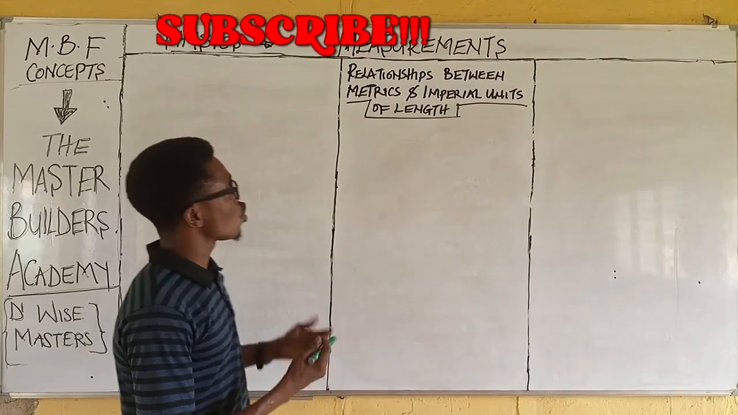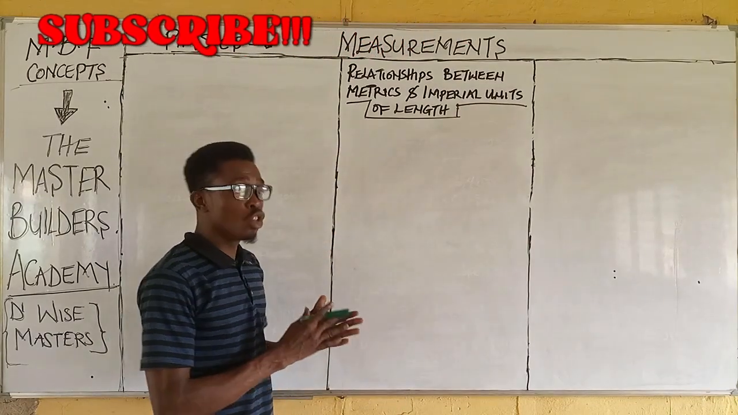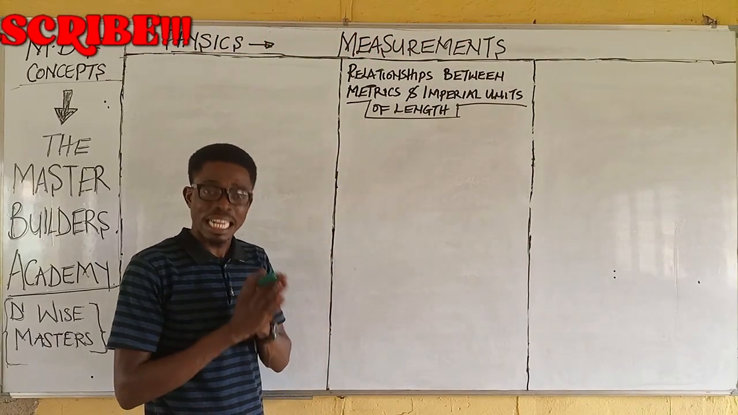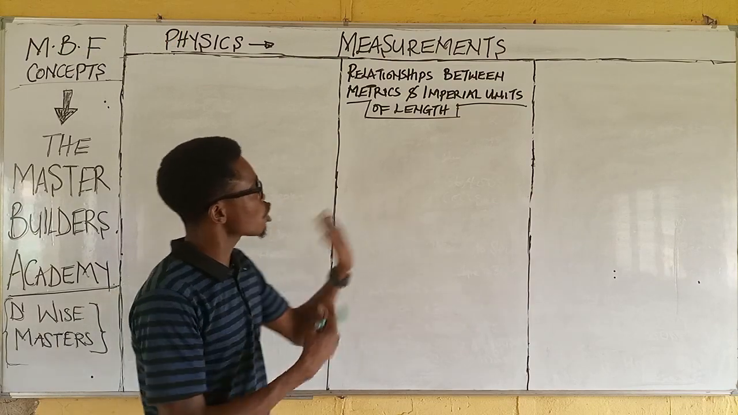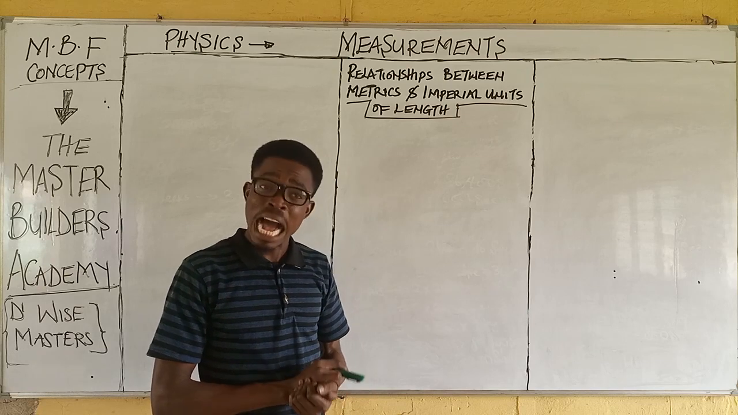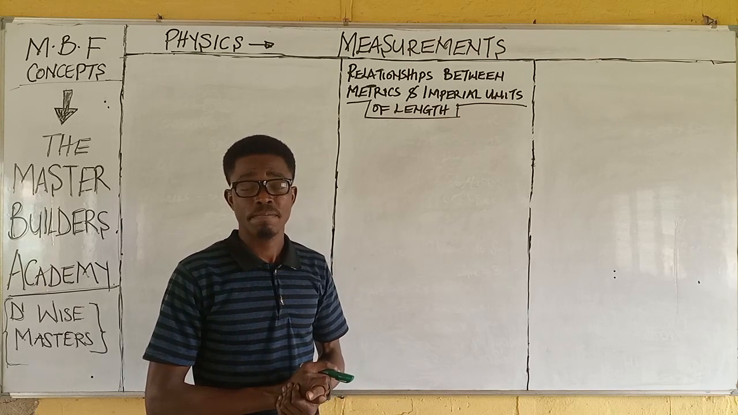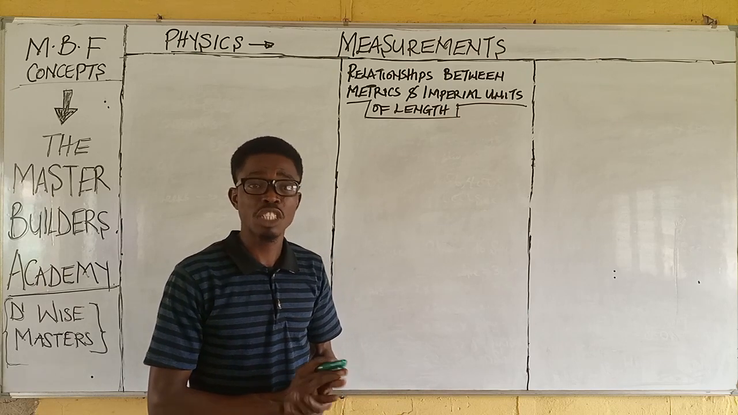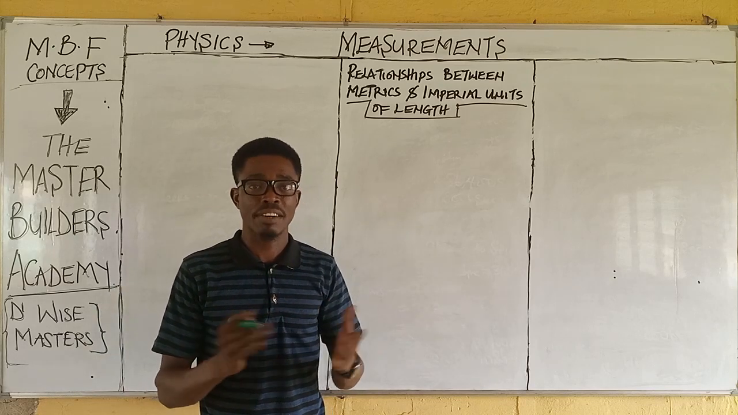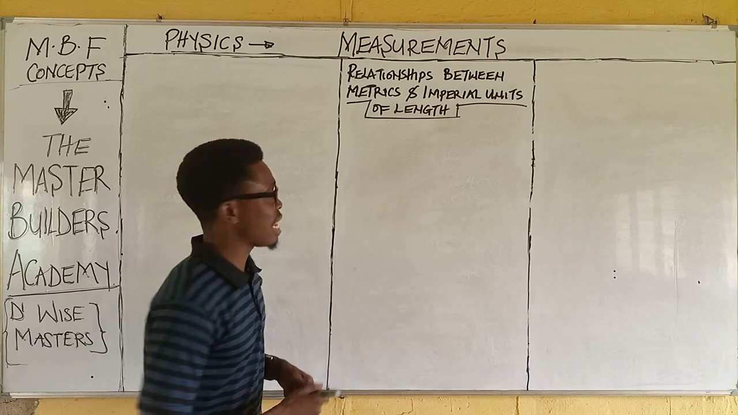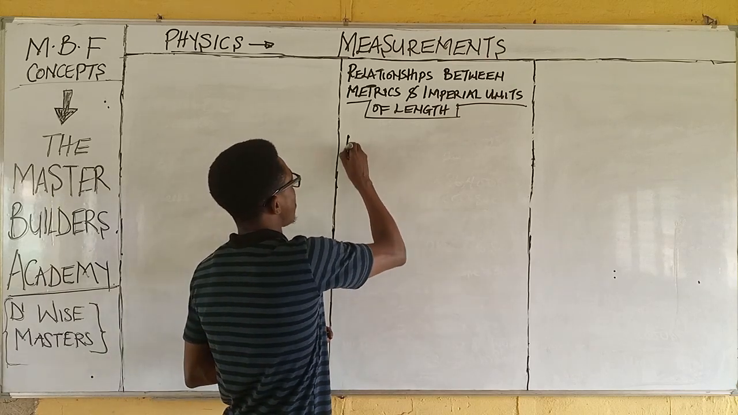Now, first is to know what units of length are recognized as metric units, and what units of length are recognized as imperial units. This is very important, because you need to know them first before you can distinguish between them or find the relationship between them. Now let's go. First is the metric unit.